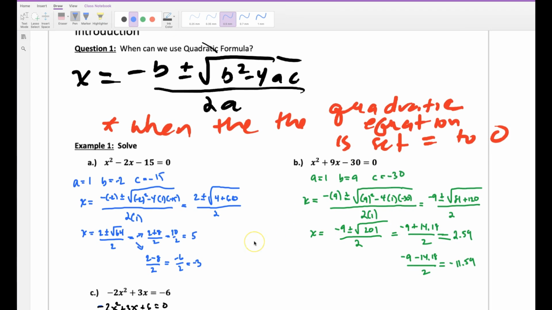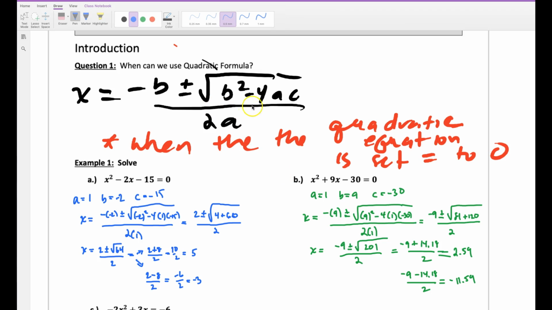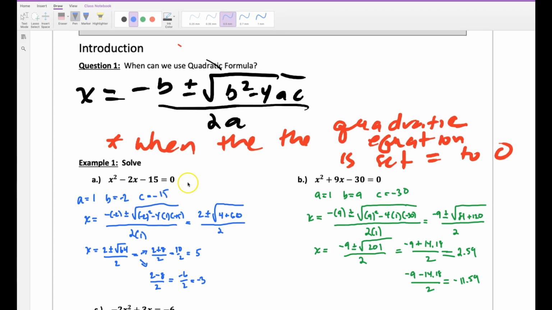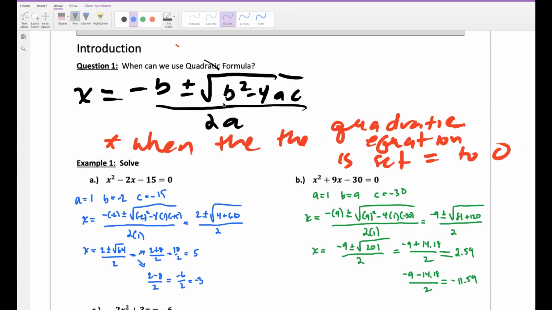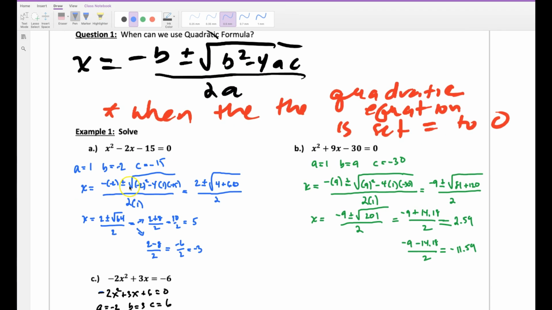So it really just comes down to identifying A, B, and C from your quadratic equation after it's set equal to 0. That's the most important piece. It first needs to be equal to 0. And then you take those numbers, the A, the B, and the C, and you substitute them into this equation. Once you do, you just have to follow your calculations, keep track of them, and make sure you're using a calculator.